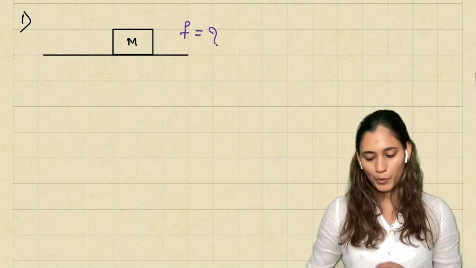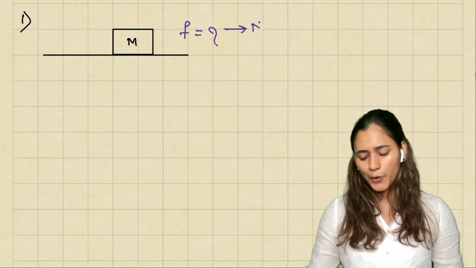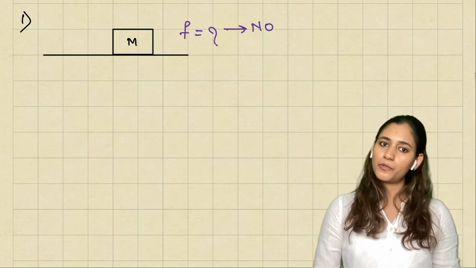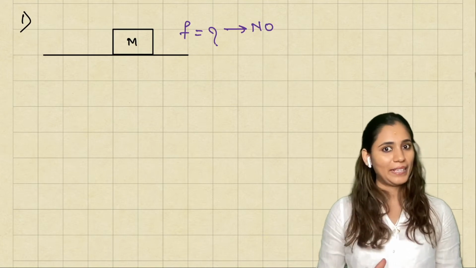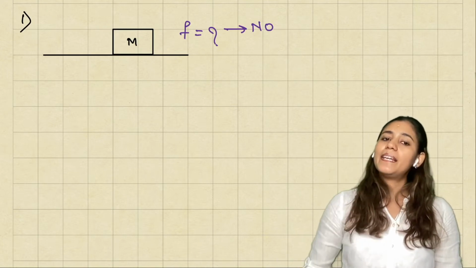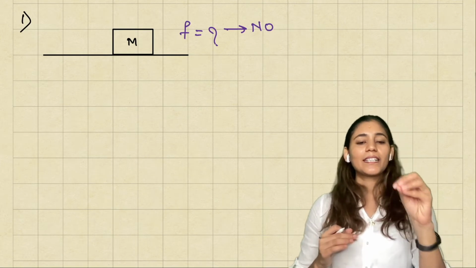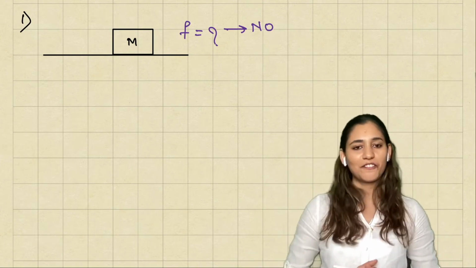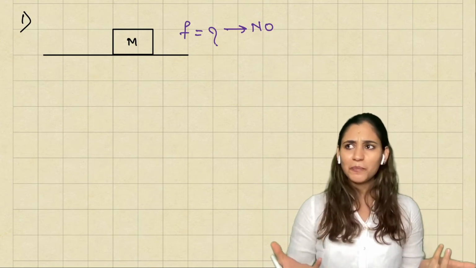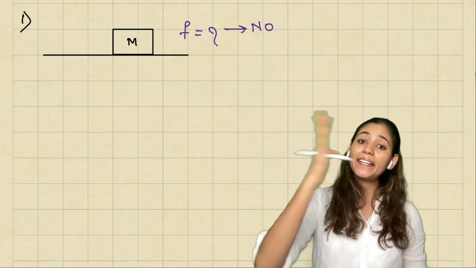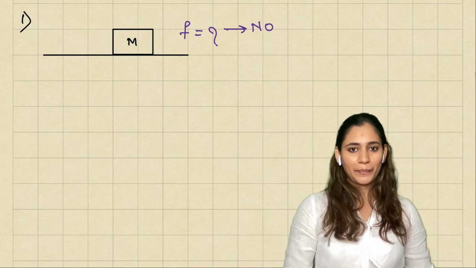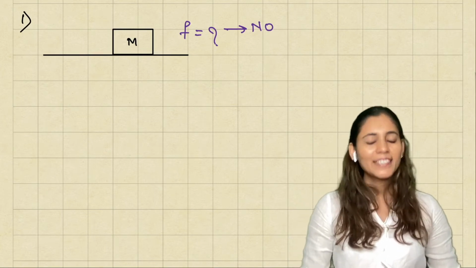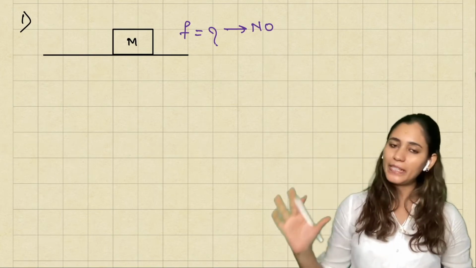Simply, the answer is no. There is no frictional force present here. Now the question comes, why? Simply because that object does not have any tendency of motion, and it is not moving because it is at rest, nor does it have the tendency of motion. Because of that, the frictional force is completely zero.